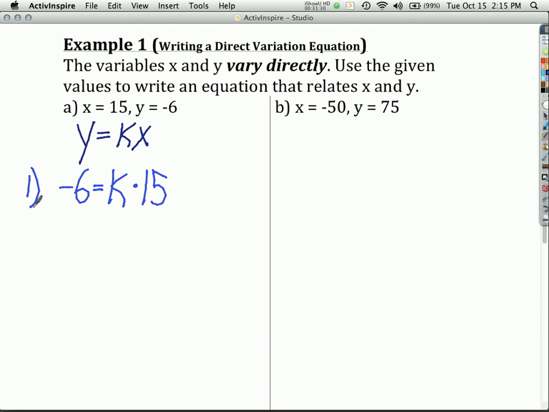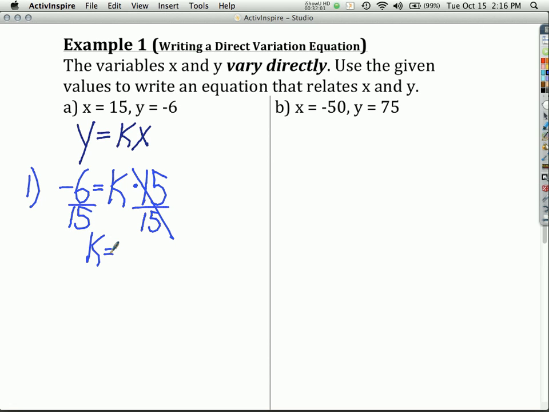How do we solve that? Only 4 people can do it, or everyone's already doing it? Sebastian in the back? Very good. Divide both sides by 15. Don't write a decimal. Just put this fraction in simplest form. So what will k equal? Davis?